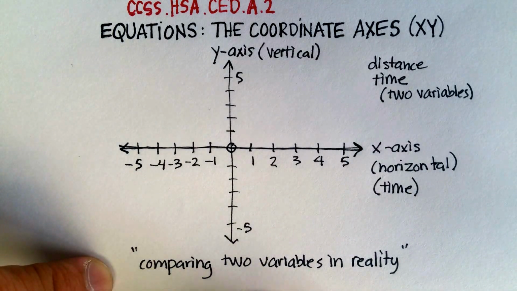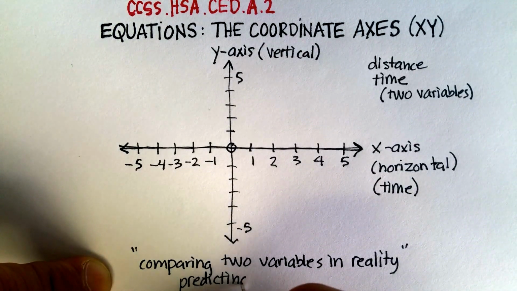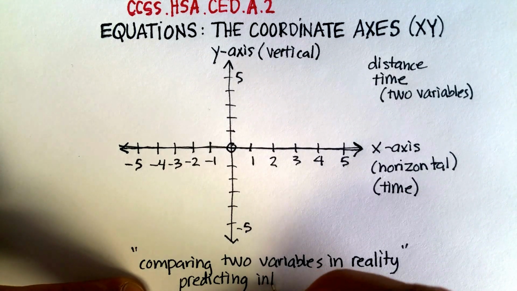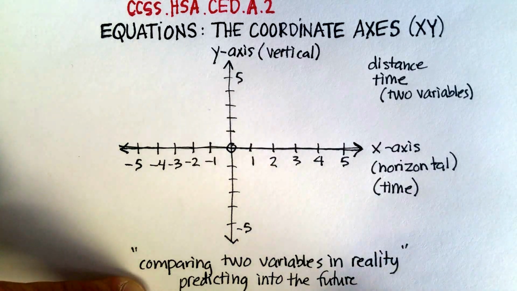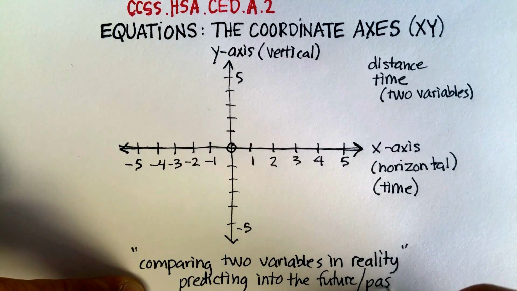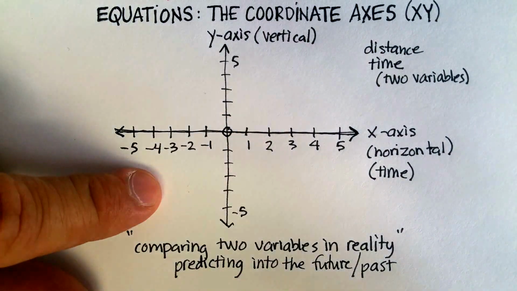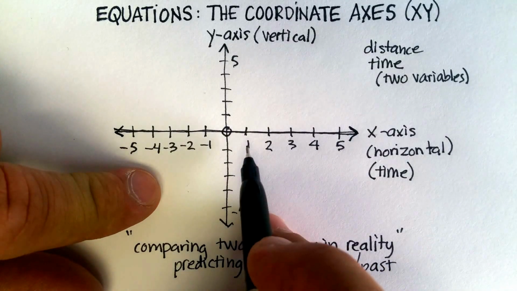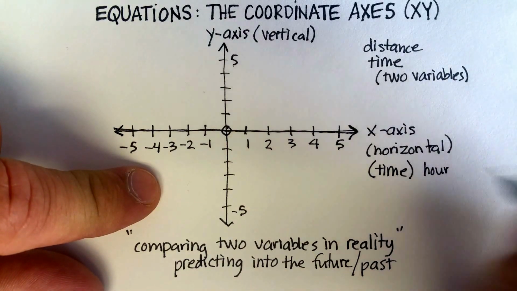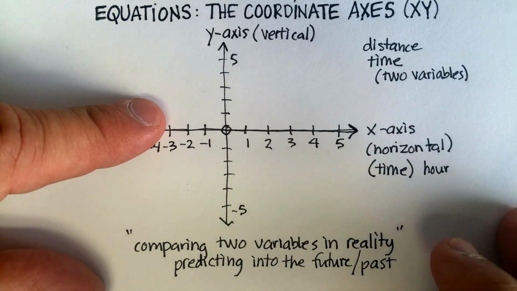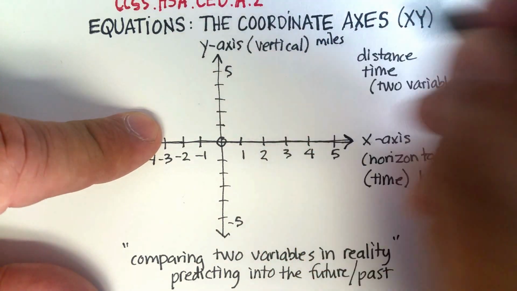It's a very, very powerful way of predicting into the future or the past, or describing the past, okay? Just by using reality on the XY axis. So for example, I could say something like, each of these particular numbers represents 1 hour. Okay, so I would just put down hour here. It could be seconds, it could be something else. And I could say the distance would be something like, let's say, miles. It could be inches, it could be whatever.